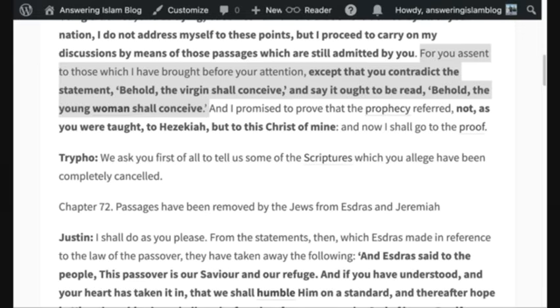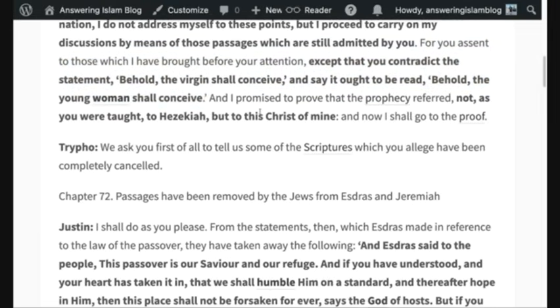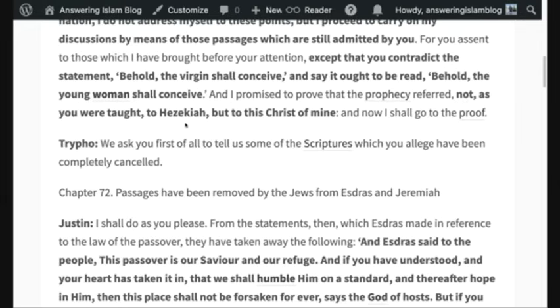Justin Martyr just said the 70 translated Isaiah 7:14 in Greek as the virgin, but you went ahead and said, no, it's young woman. And in Greek, the Septuagint renders it as parthenos. Parthenos can mean virgin, but they translate it as neanis. Also, Irenaeus mentioned the same fact. He has also mentioned this, to deny the virgin birth. And I promise to prove that the prophecy referred not, as you were taught, to Hezekiah, but to this Christ of mine. And now I shall go to the proof.